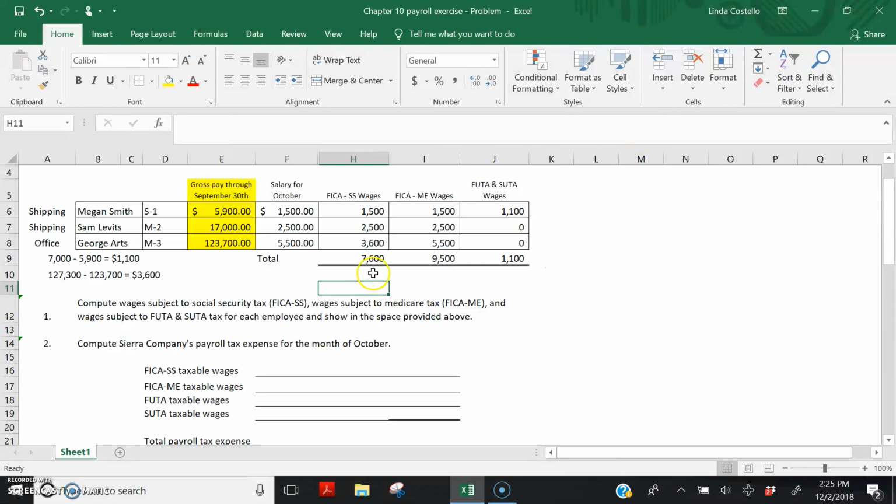For the month of October, Sierra Company paid $7,600 of wages subject to Social Security tax. The amount of October wages paid that are subject to FICA Medicare tax is $9,500, and the amount of October wages subject to FUTA and SUTA tax is $1,100.